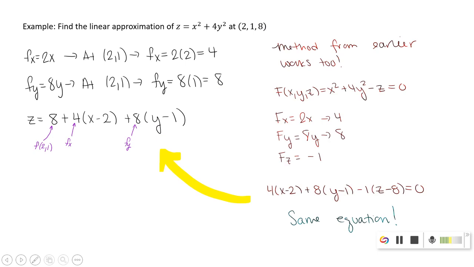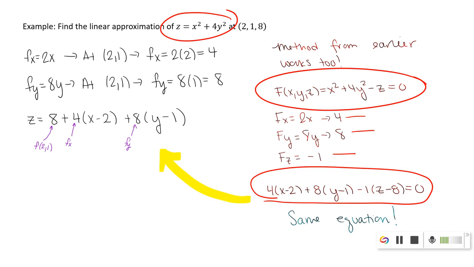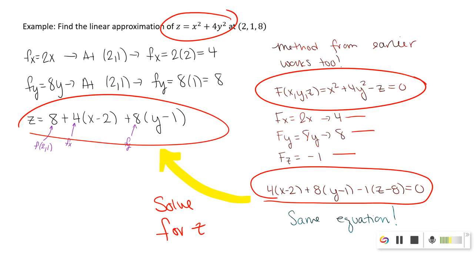Now, again, we could have used the method from earlier. And so I have that written out on the right-hand side of the screen so you can compare. And we would have gotten the exact same answer. So we could have thought of our surface as a function of 3 variables, found the derivative with respect to x, y, and z, and plugged that into the formula earlier. And if you take that equation and solve it for z, you will get the exact same equation that I arrived at. So it is really the same formula, just solved for z.